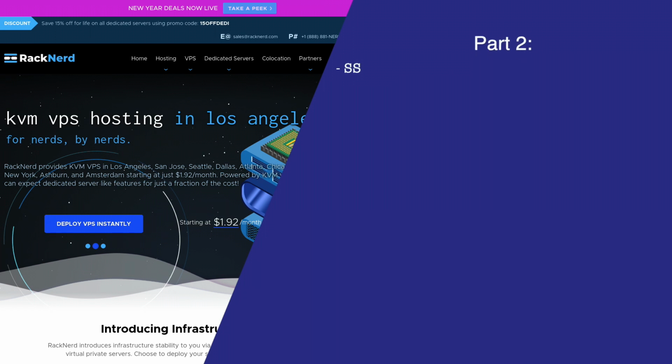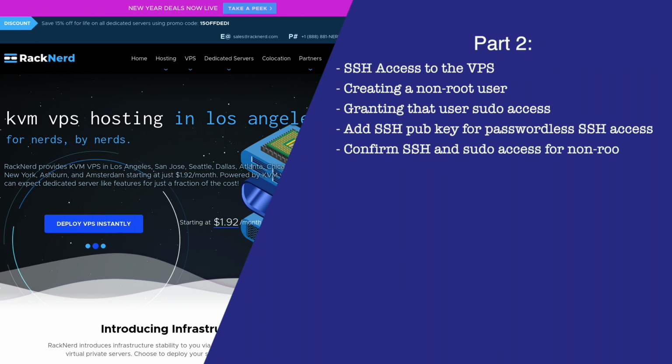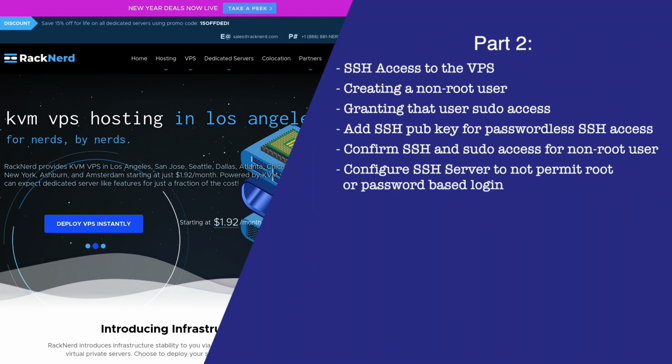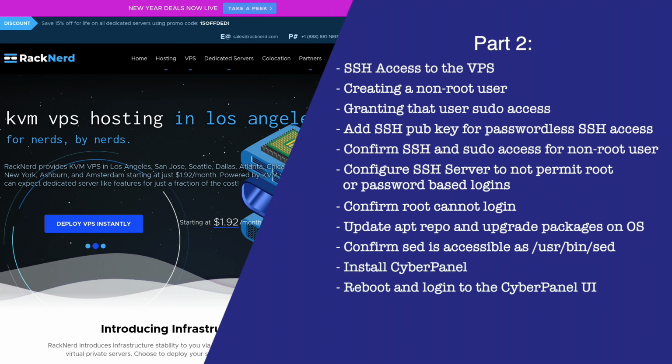Part 2. SSH access to the VPS. Creating a non-root user. Granting that user sudo access, add SSH pub key for passwordless SSH access, confirm SSH and sudo access for non-root user, configure SSH server to not permit root or password-based logins, confirm root cannot log in, update apt repo and upgrade packages on OS, confirm sed is accessible as /usr/bin/sed, install CyberPanel, reboot and log into the CyberPanel UI.